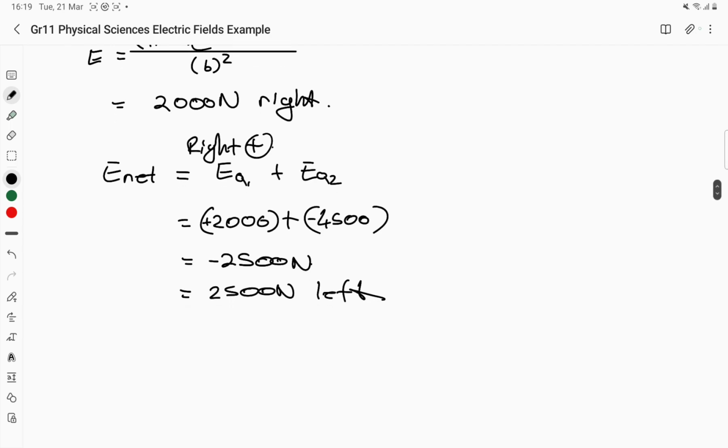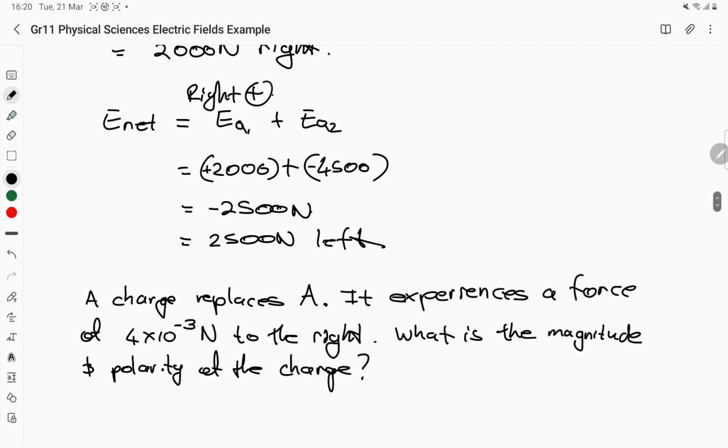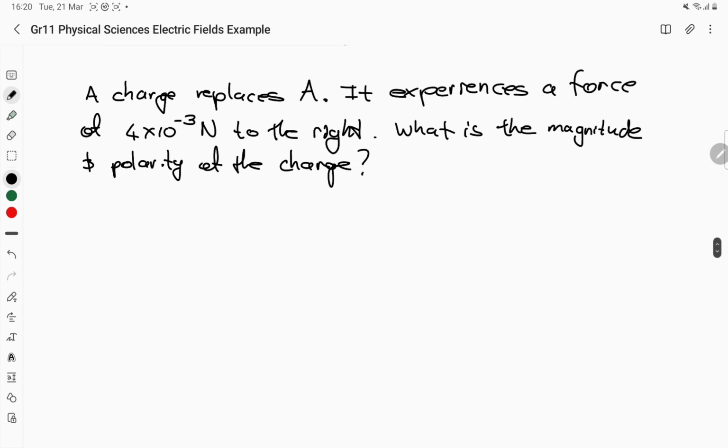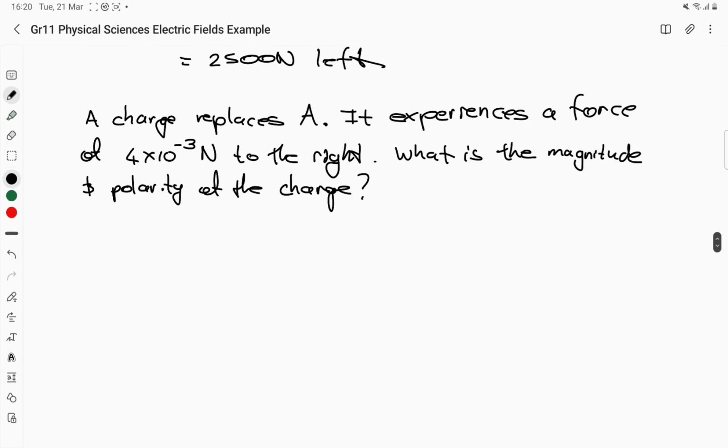Now the second question is, they can ask: if a charge replaces A, let me write this down, it experiences a force of 4 times 10 to the negative 3 newtons to the right. What is the magnitude and polarity of said charge? So we're going to replace A with something, and it will experience a certain force. Let's take a look.